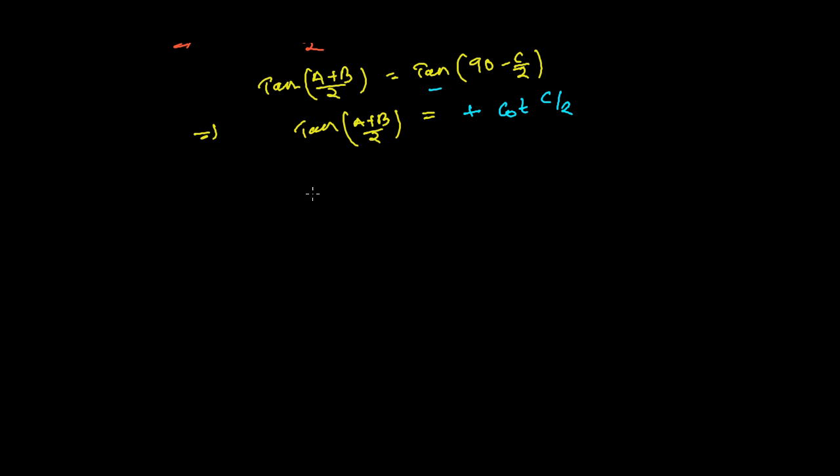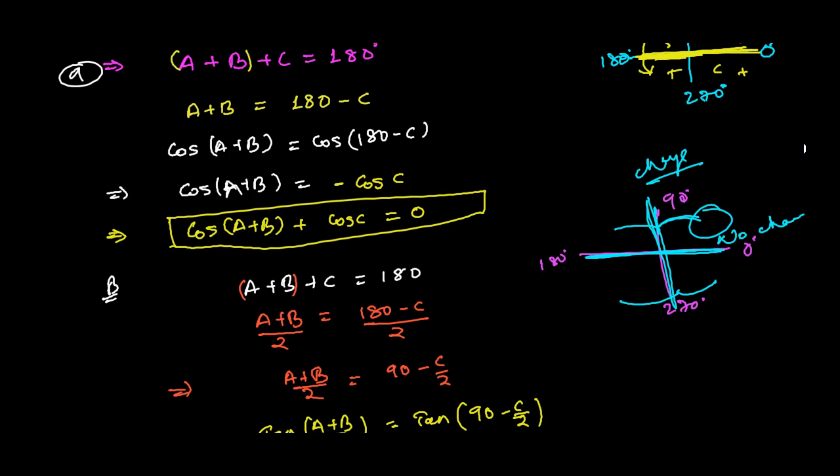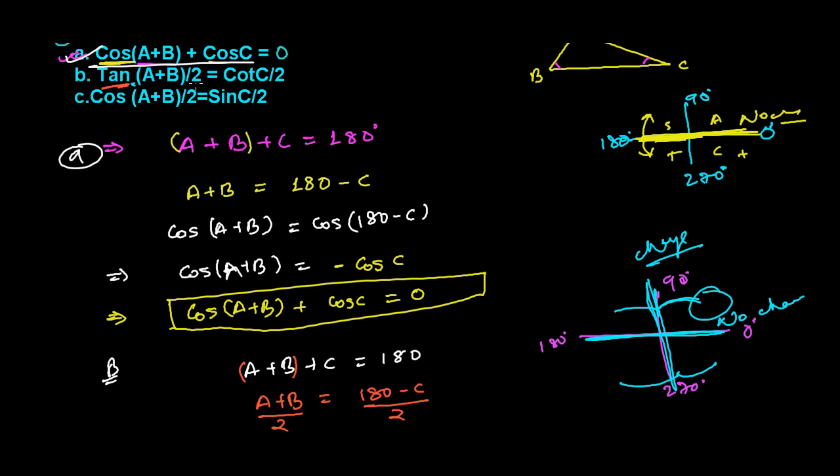So what do we get? We get tan (A plus B) by 2 equals cot C by 2, and this was the statement asked by the question to prove, and here we proved tan (A plus B) by 2 equals cot C by 2. That's it. And now we have here cosine of (A plus B) by 2 divided by 2 is sine C by 2. We need to prove this.